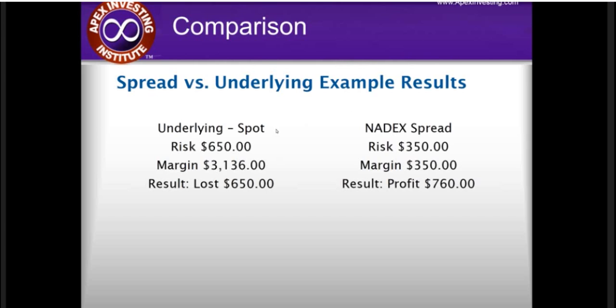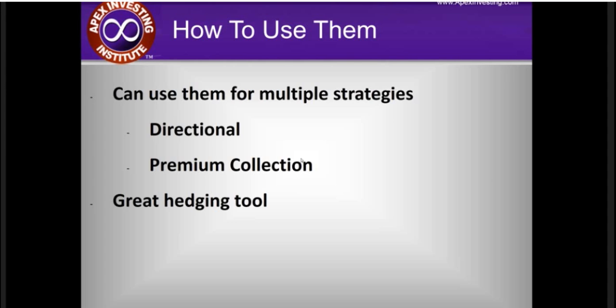So let's look at the comparison of the two. We got the underlying spot risking $650, the spread risking $350. The spot FX, again, same trade, same analysis that you use right now, $3,000 margin; the spread, margin $350. Loss on the spot, $650. Profit on the spread, $760. I mean, that's pretty cut and dry. So something that you definitely may want to go, you know what, this is probably worth looking a little deeper into. You can also use them for multiple strategies.